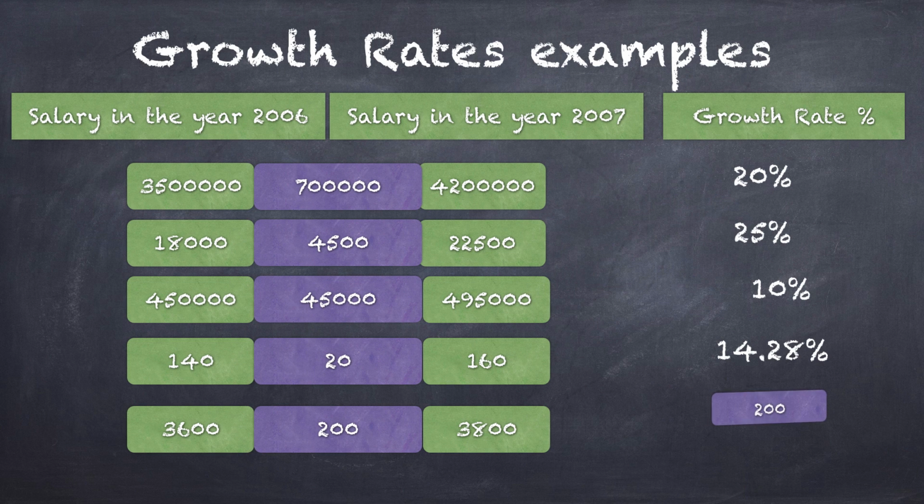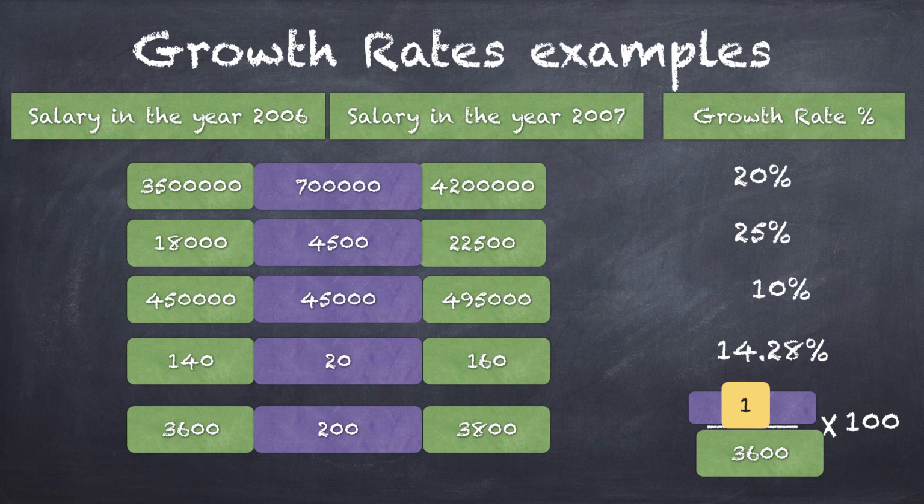For the next set of data, it's going to be 200 divided by 3600. The zeros get cancelled and I get 1 by 18. 100 divided by 18 gives me 5.55. So my answer would be 5.55%. So what we're trying to do is nothing but repeat the idea that the growth rate is new minus old divided by old into 100.